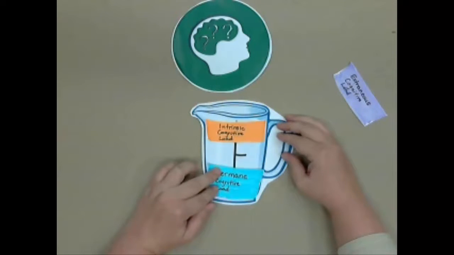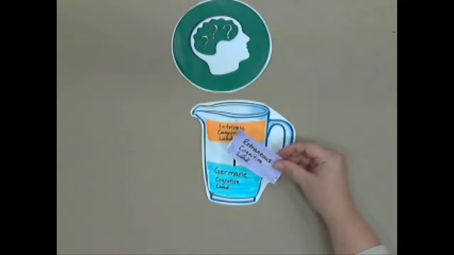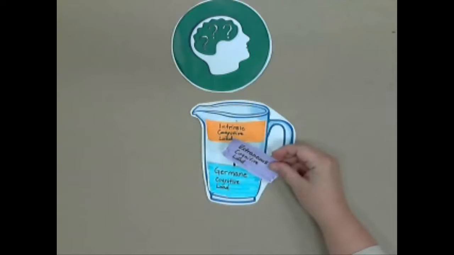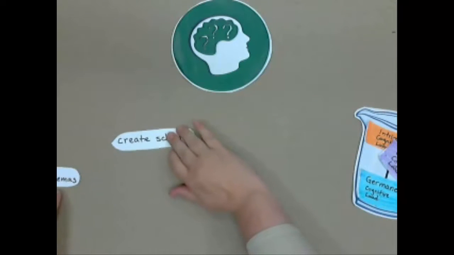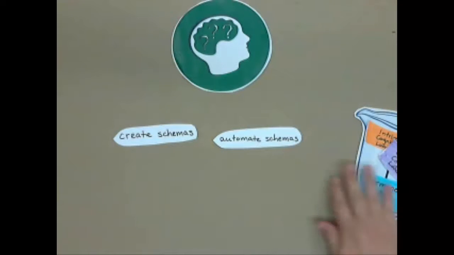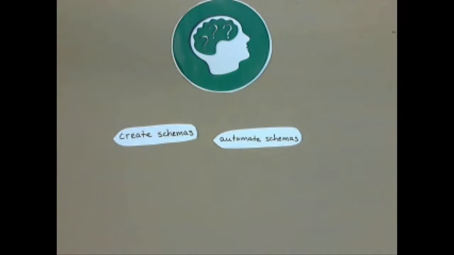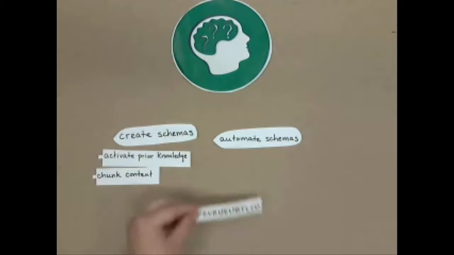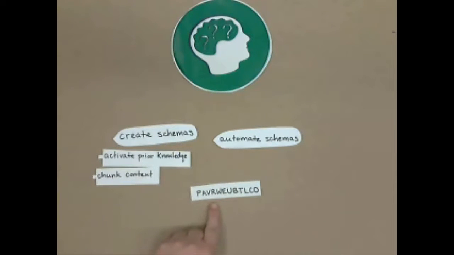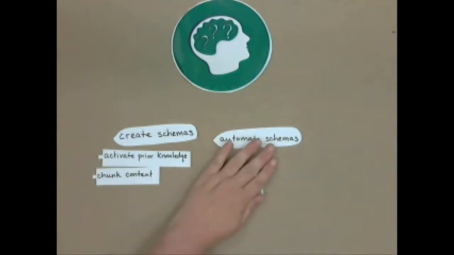What can you do to decrease the extraneous cognitive load on your learners and improve the learning experience? The answer, essentially, is anything that will help your learners to construct and automate schemas. For example, activating prior knowledge and chunking content helps to add new information to an existing schema. Let me give you an example. Look at these 12 letters: P, A, V, R, W, E, U, B, T, L, C, O. Now close your eyes and recite them back to me.